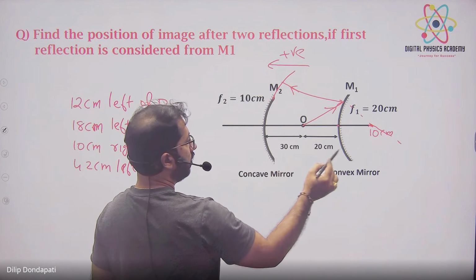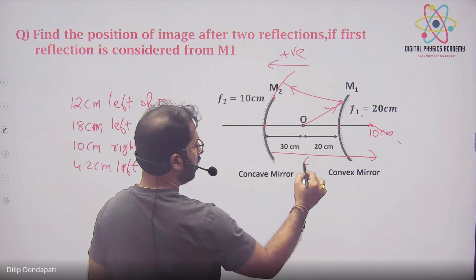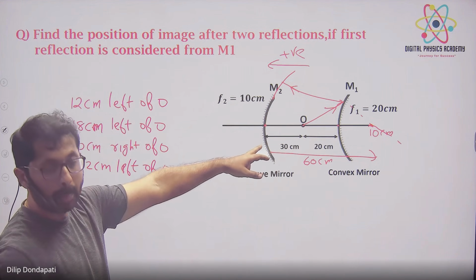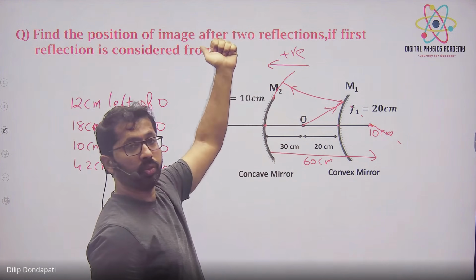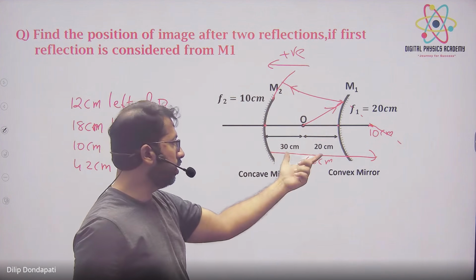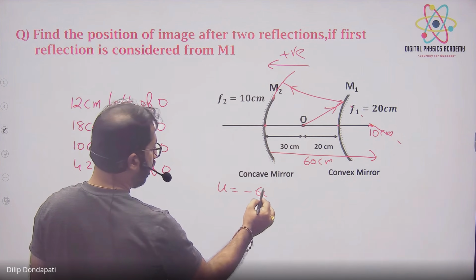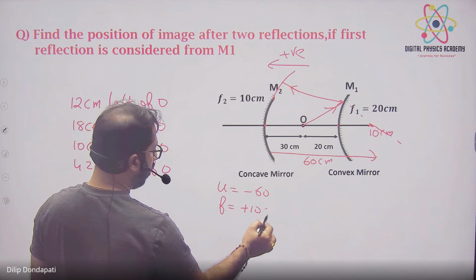So it is 60 centimeters, right? For this mirror. So 60 centimeters. So is U plus 60 or minus 60 here? Because for the incident ray, this direction is positive, this direction is negative, opposite direction, right? In the opposite direction of the incident ray, U is negative. So U is minus 60 and F is plus 10 for the convex mirror. Now find V.